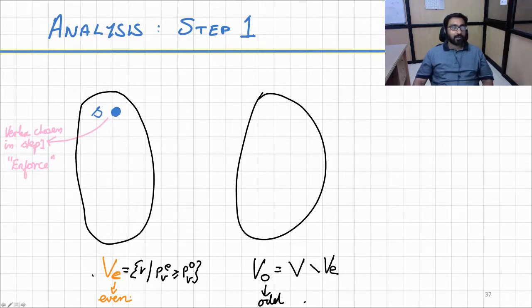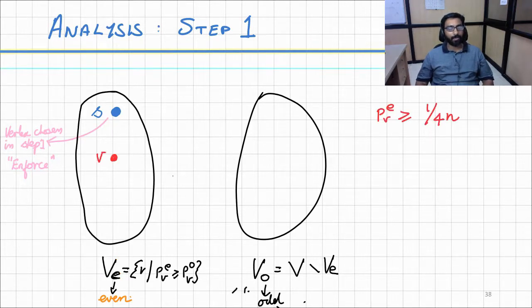So this is VE, and anything other than VE we place in VO. So these are going to be vertices that are more likely, for the random walk to terminate, to have a walk length that's of odd length. Well, let us now pick a vertex V. This is some vertex V. For convenience, we've placed it in VE, but later we can see that it could be even in VO.